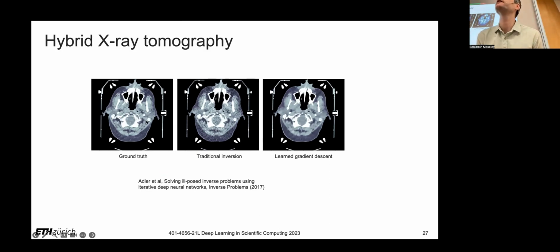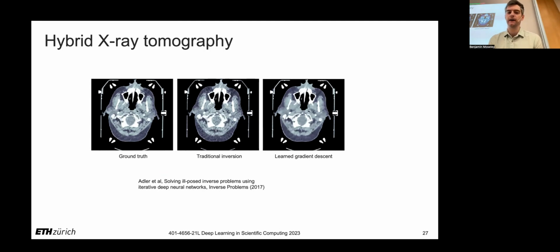Say that again. How do you get the ground truth? Yeah, it's a good point. I'm not actually sure where this image was taken, but I imagine it was from a very densely sampled scan. They may have had way more detectors than they're using in the inverse problem to solve. But then what we're doing is basically the traditional inversion and then trying to learn that, because you need a picture to start with.